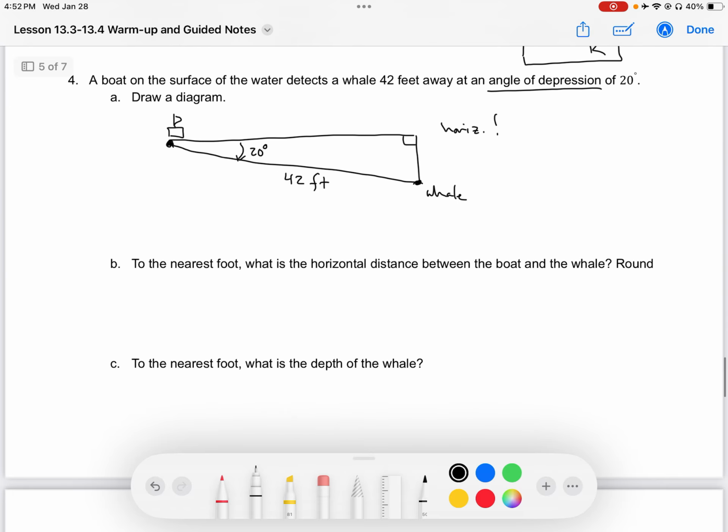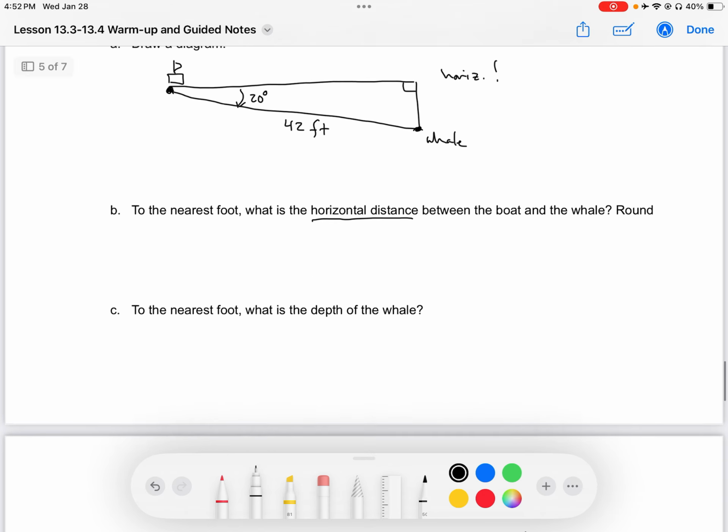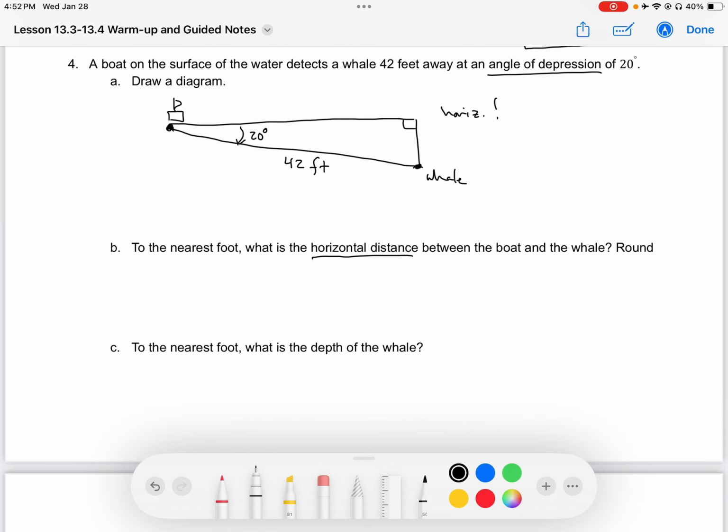To the nearest foot, what is the horizontal distance? Ah, there they're asking for it. And then it says round. I'm not sure why it doesn't say round to the nearest tenth or something. To the nearest foot, what is the depth of the whale? So let's call this x, our horizontal distance, and let's call this y, our depth. Okay, since we were given the angle 20 degrees, let's use that angle. However, I do know that this angle is 70 degrees. So I could use that angle if I wanted to, but I'm going to focus on the 20 degrees because it was the angle that was given.